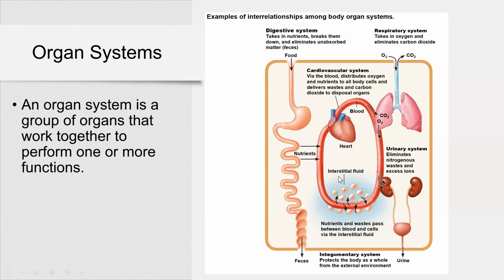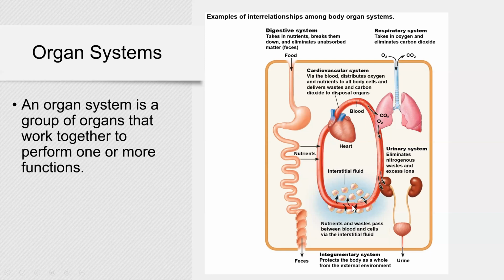Now, your cardiovascular system distributes this oxygen and nutrients. Nutrients are received from the digestive system, oxygen received from the respiratory system. It's delivered to every cell of your body. Right? It can be a cell of your brain, a cell of your liver, it can be your muscles.